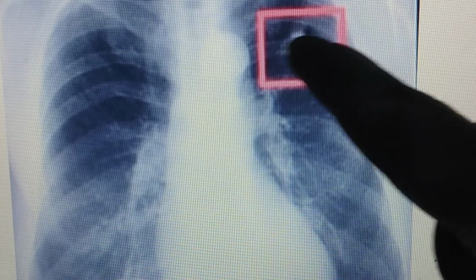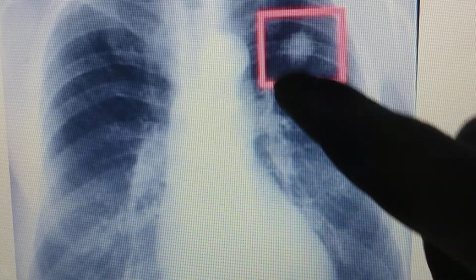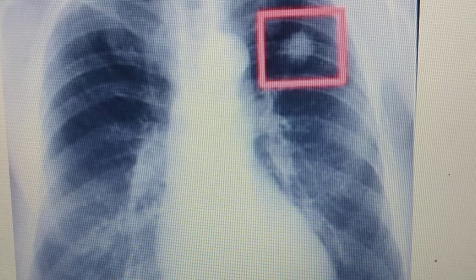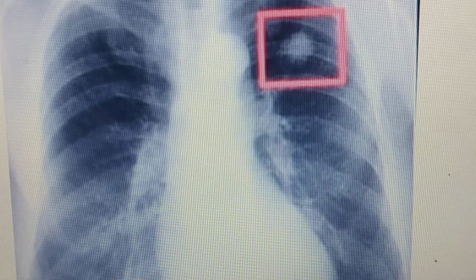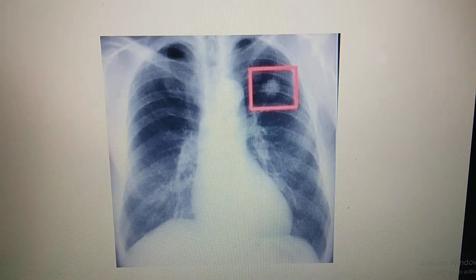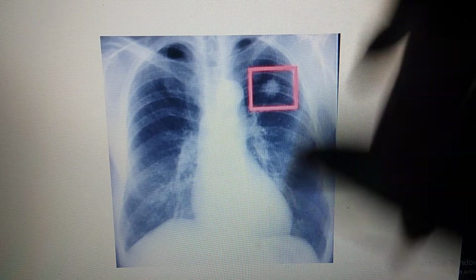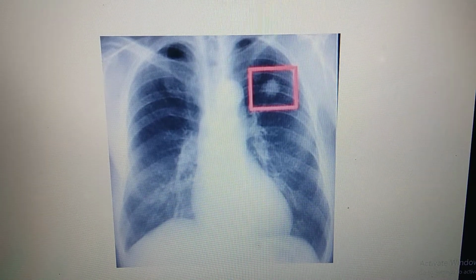I see an opacity here. If you look at this opacity, it's a circular dot, and the margin is not regular, it's irregular and not well defined. This suggests this might be a case of cancer of the lungs. It is highly suggestive of lung cancer.